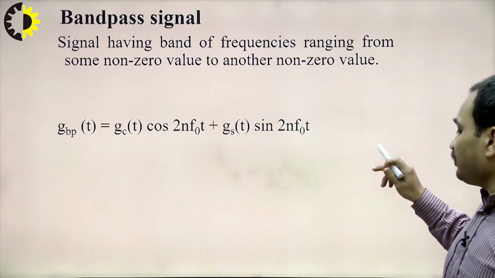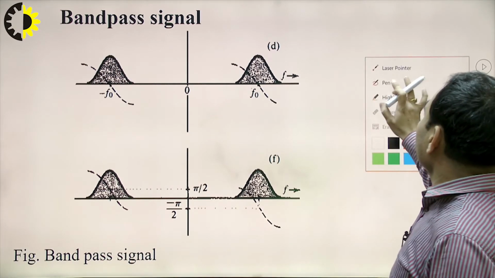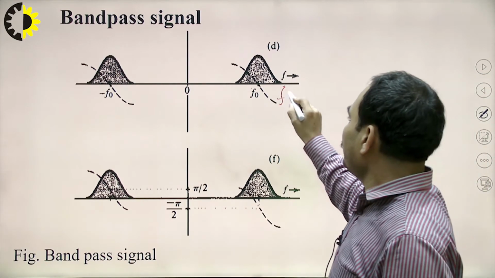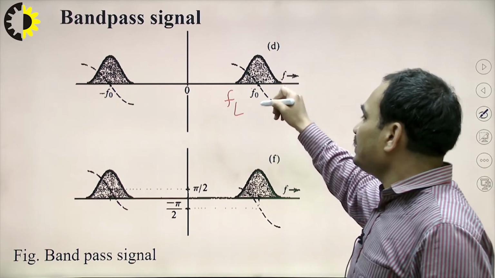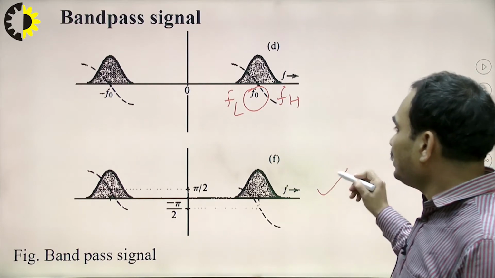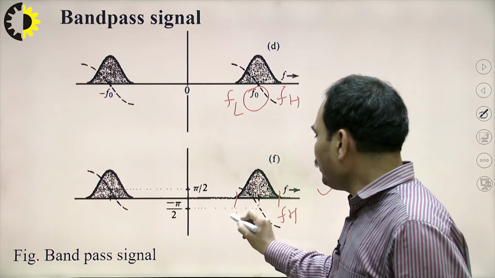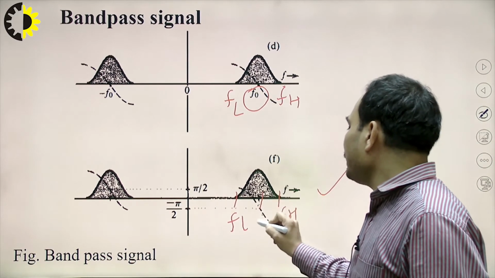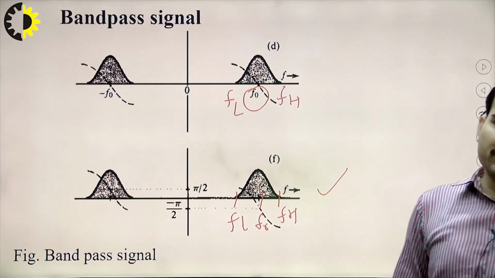So we have this form as given by the FH here and the FL, where the center frequency is F0. Similarly we have this, so we have the higher frequency FH and the lower frequency FL, and the center frequency is F0, or we can represent it by FC as well.